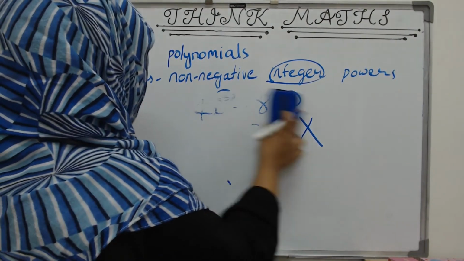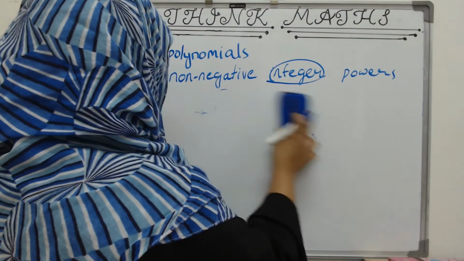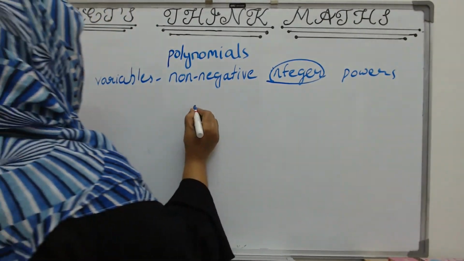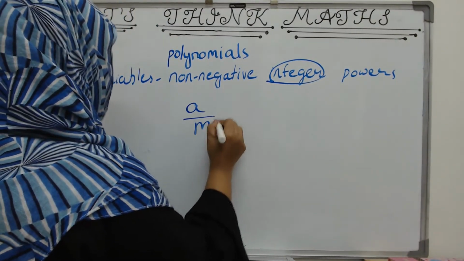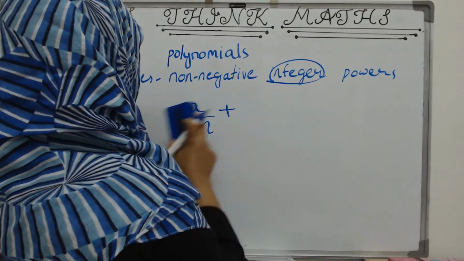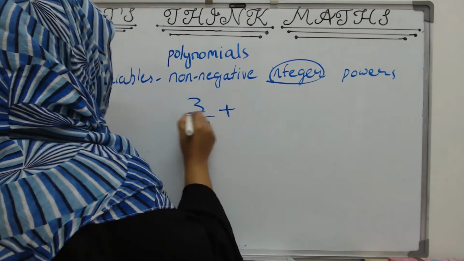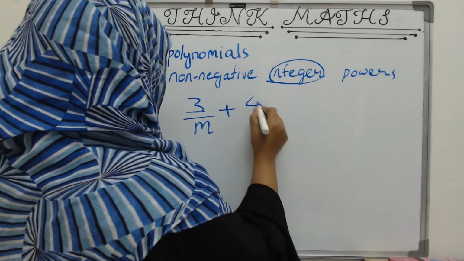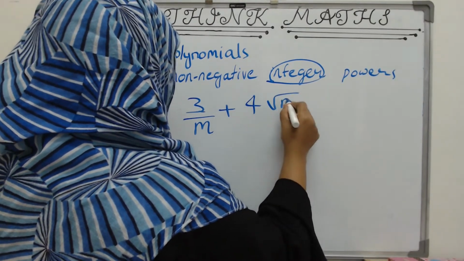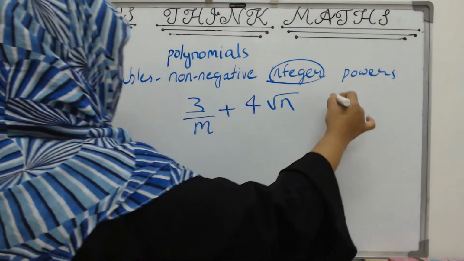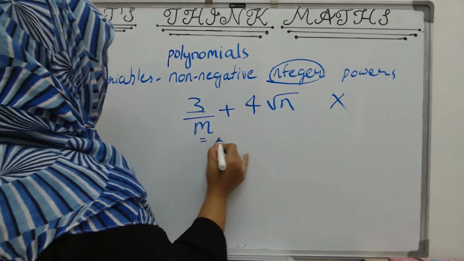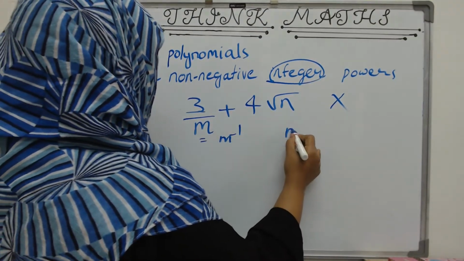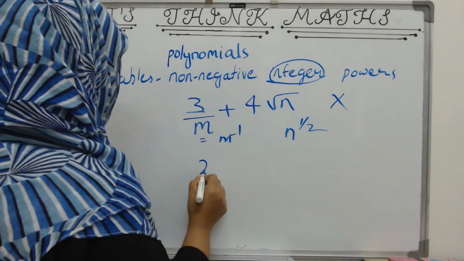Again, I will write maybe one more example to give you an idea. 4 by m plus 3 by m plus 4m. This, not a polynomial. Why? This is actually m raised to minus 1 and this is n raised to 2. What about this?